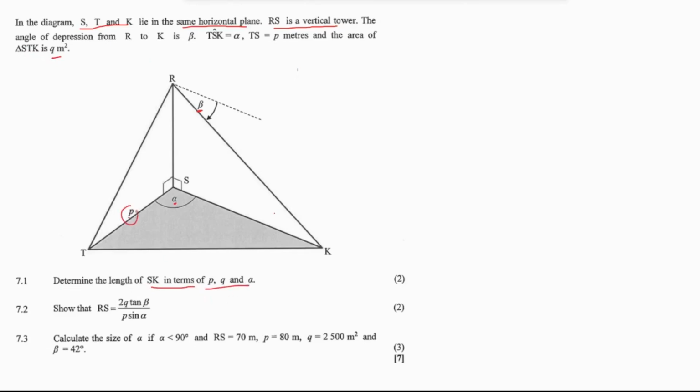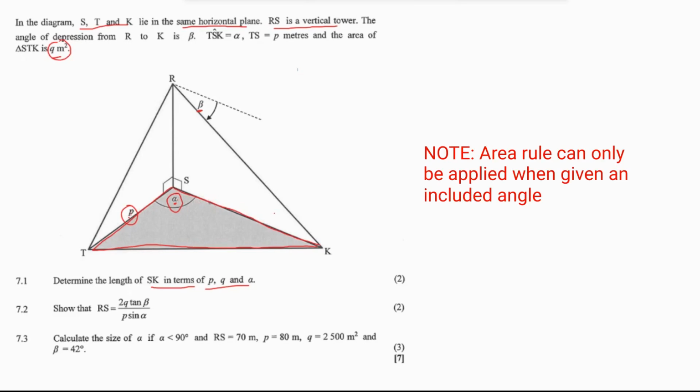Right, we have P here, we have alpha here, we have Q, which is the area of triangle STK. Let's just highlight triangle STK. For triangle STK, we have side P, we have an angle, and we're looking for SK. So what situation do we have here? We have an included angle, side, angle, side. So we can use what? We can use the area rule, because we are given the area.